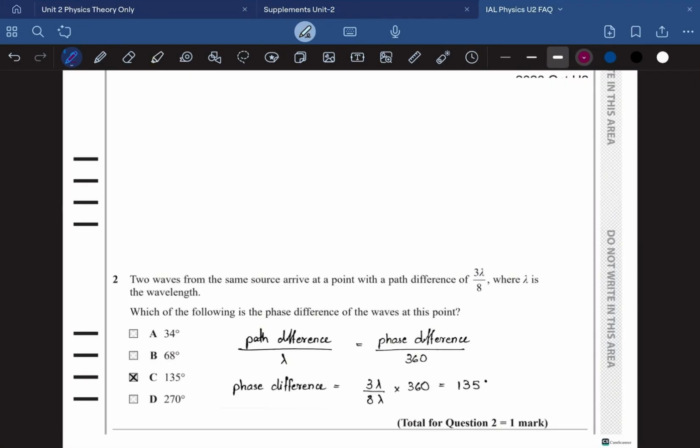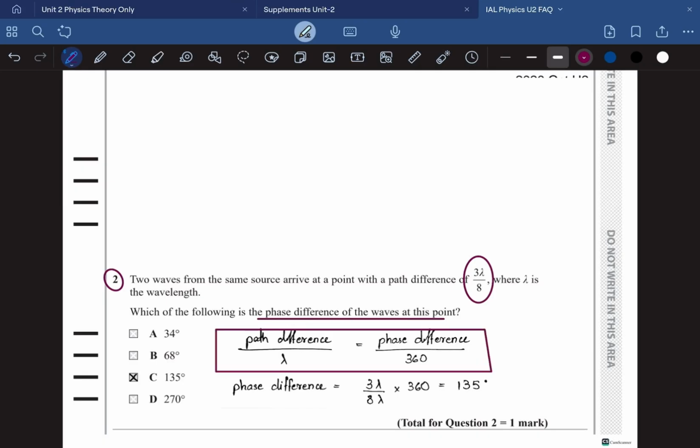Alright, so now let's have a look at this question, which is similar to the one that we have seen just now. It says two waves from the same source arrive at a point with a path difference of 3 lambda by 8, where lambda is the wavelength. Which of the following is the phase difference of the wave at this point? Now we know they have given us the path difference. According to the formula that we have been going through previously, this 3 lambda by 8 is the actual path difference, right? Path difference by lambda.